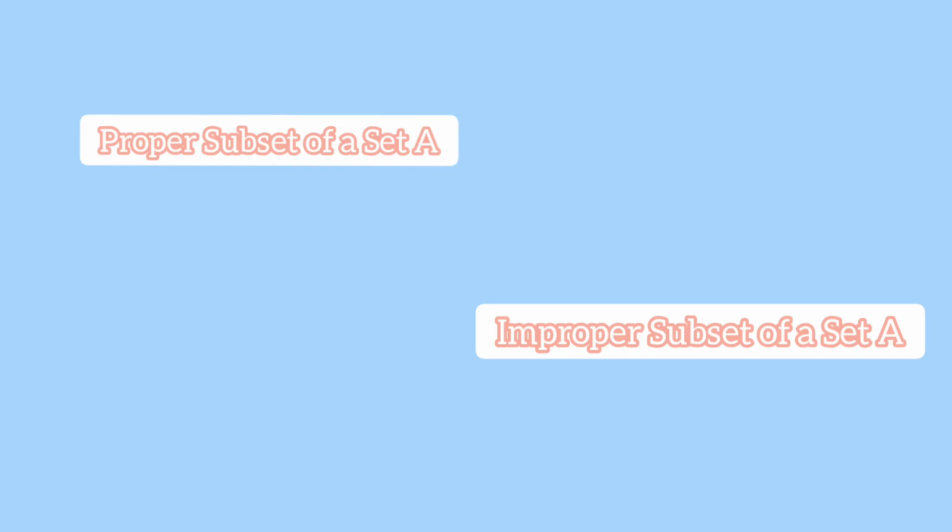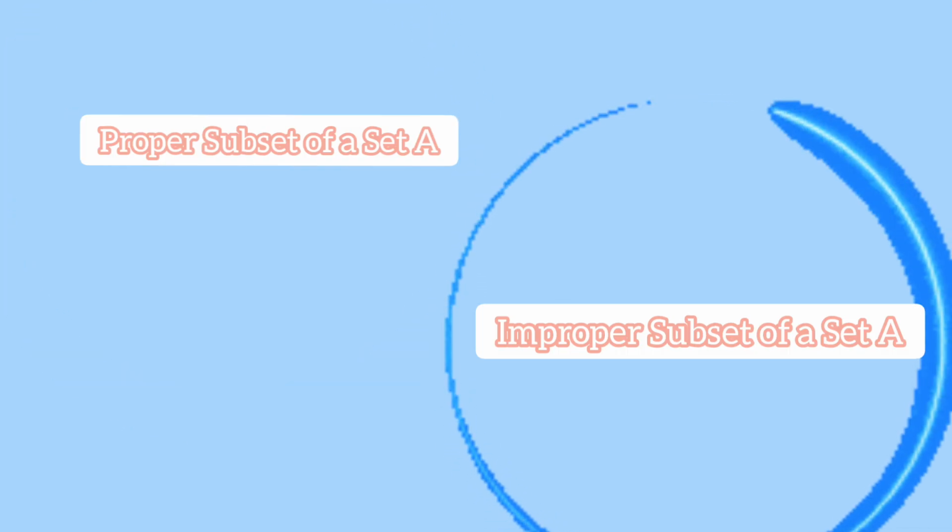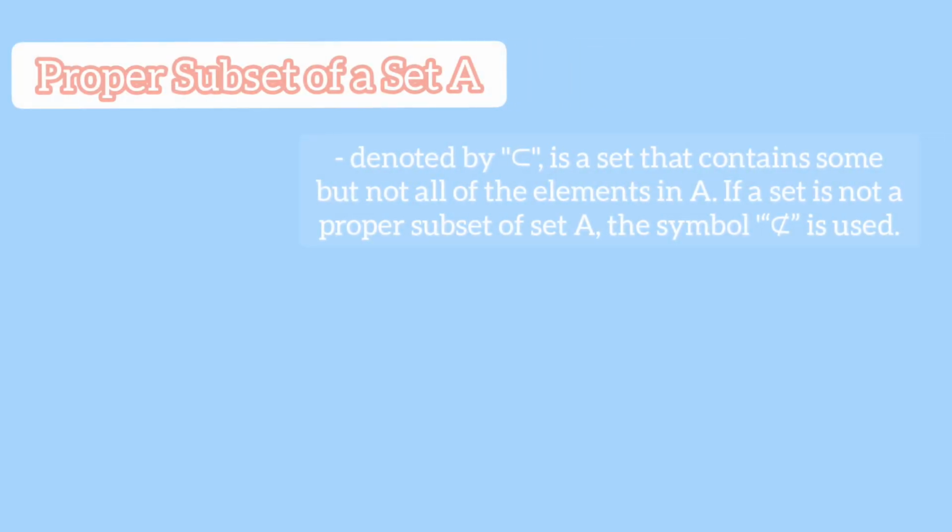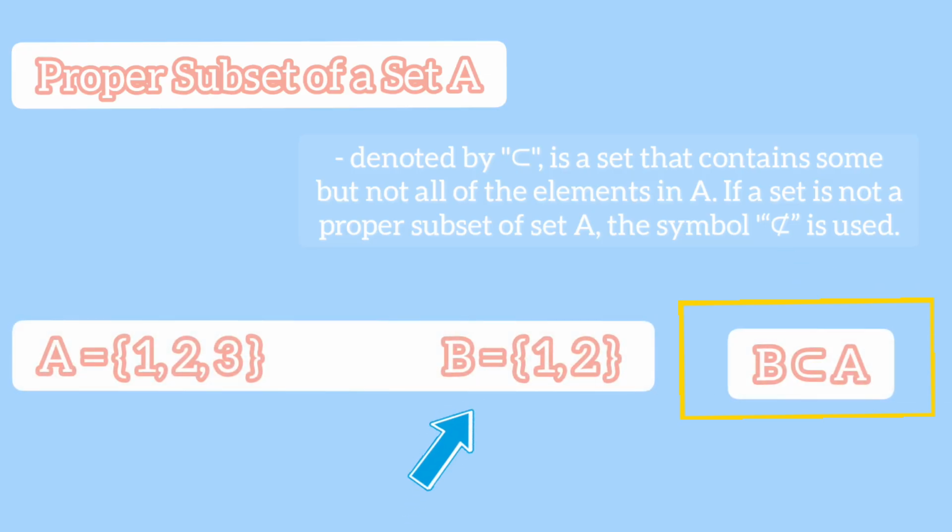Now let's differentiate between two types of subsets, proper and improper. Proper subset of a set A, denoted by this symbol, is a set that contains some but not all of the elements in A. If a set is not a proper subset of set A, then this symbol is used. B is a proper subset of A because all elements of B are in A. But A has an element, which is 3, that B does not have.